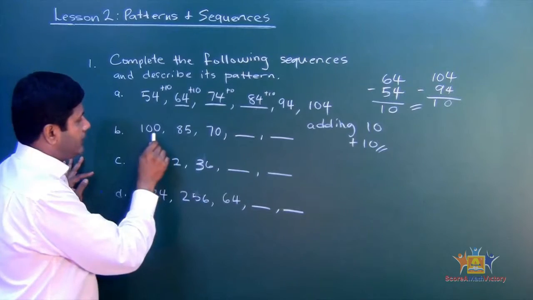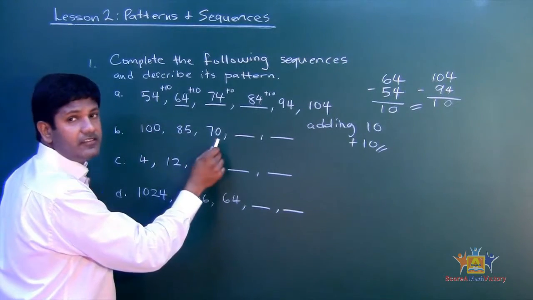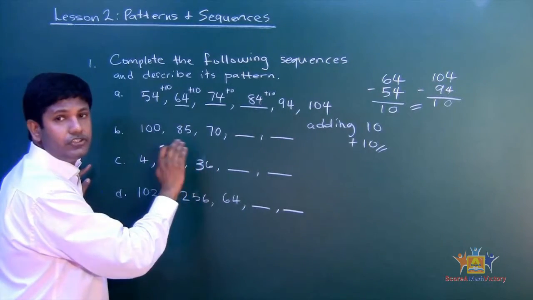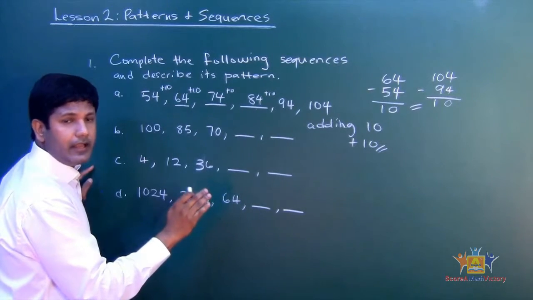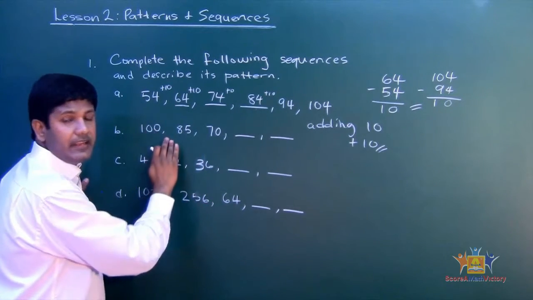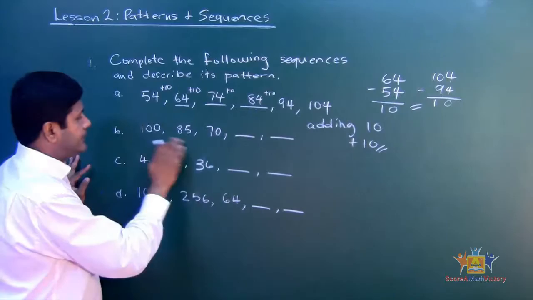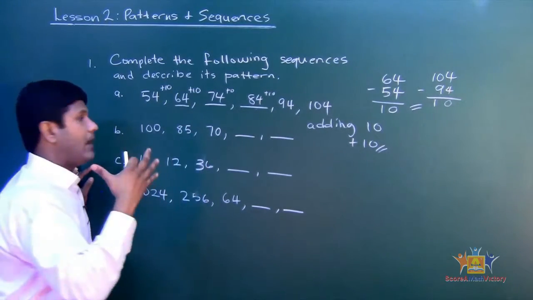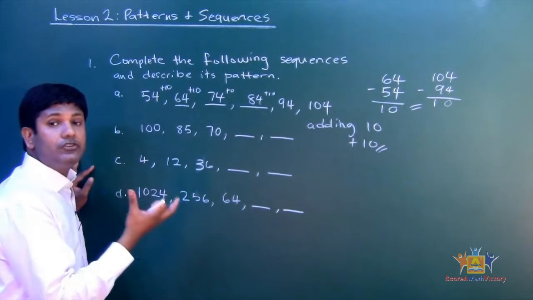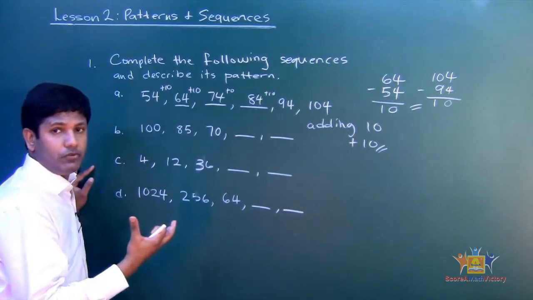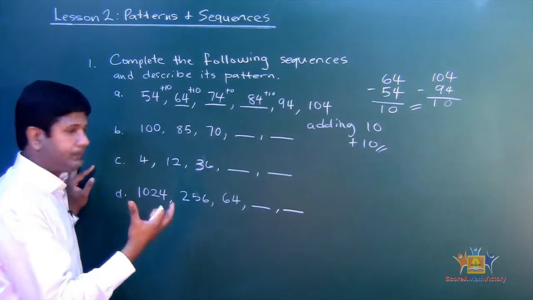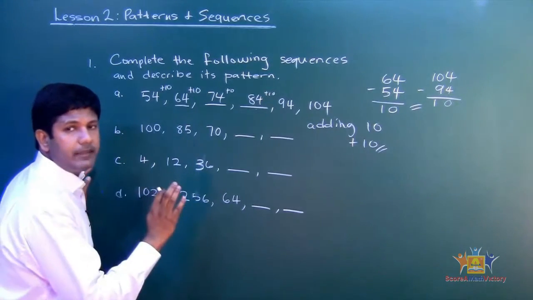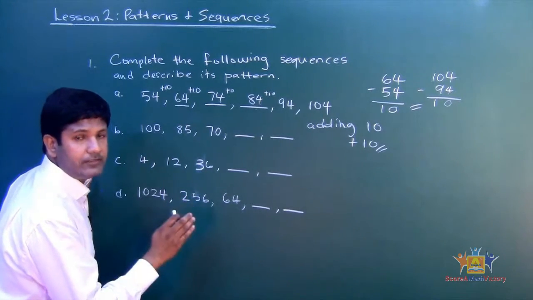But look at that. 100, 85, 70. It's not changing rapidly. See that? If it's dividing, it will change very rapidly. In this case, it's not. That means the conclusion I'm going to make is this could be a subtracting sequence. All right? The pattern is subtracting. So once I make that conclusion, this is going to be a subtracting sequence.